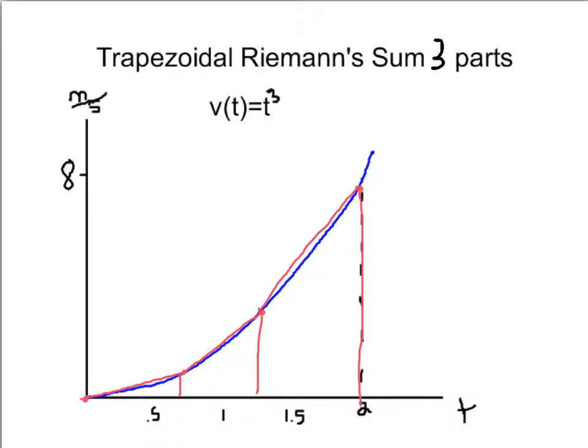The fourth and final type of Riemann sum is a trapezoidal Riemann sum. For a trapezoidal Riemann sum, I figure out how many parts. In this case, we're going to do a 3-part Riemann sum, which means each one has a width of 2/3, and I'm connecting the left and the right height to form a trapezoid. For those of you who don't remember, the area of a trapezoid is the height times the average of the two bases.